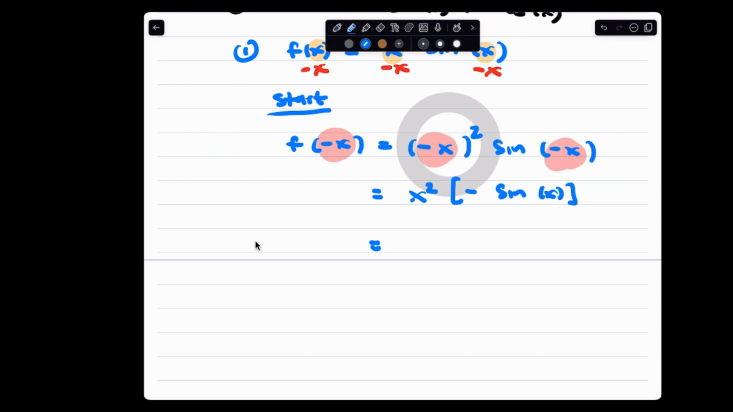Is there a negative? There's a negative here because this really means negative 1 times. Is that right? So what can I do with that negative sign? We pull it out. Now you have negative x squared sine x.